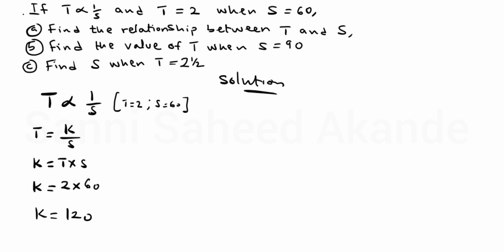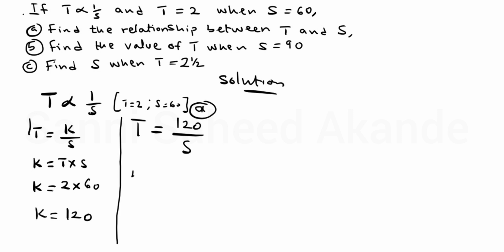Alright, so (a), the question says find the relationship between T and S. So the relationship between them is T equal to K over S. But now we are going to put in the value of K, and the value of K is 120 divided by S. So that is the relationship between T and S, and that is question 2a. Understood? Then (b), the same way you find the value of T when S is equal to 90.